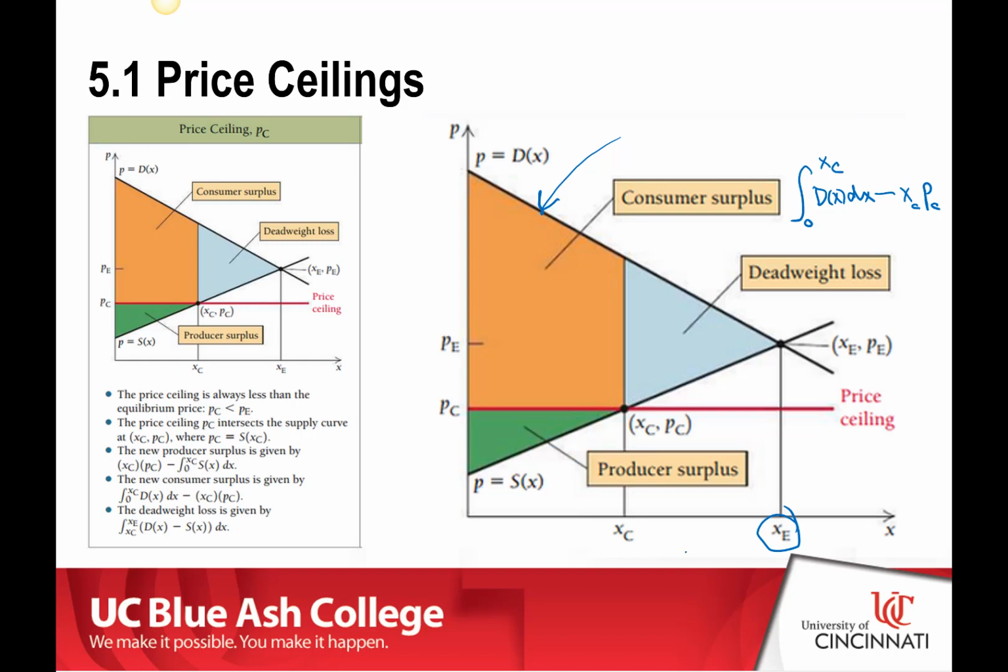Using similar reasoning, we can compute the formula for the area of the producer surplus. The producer surplus is now going to be this green area.